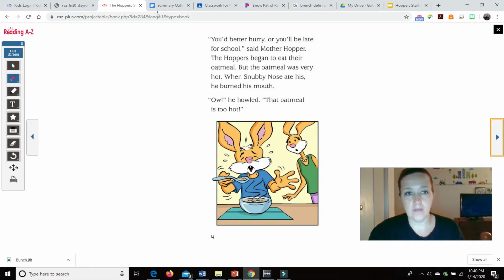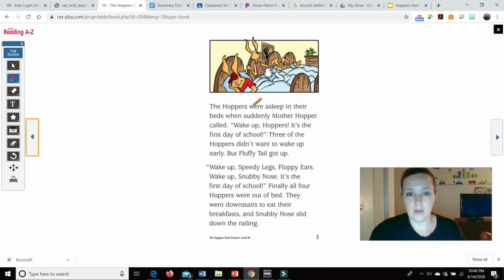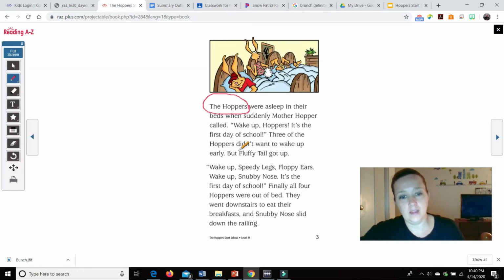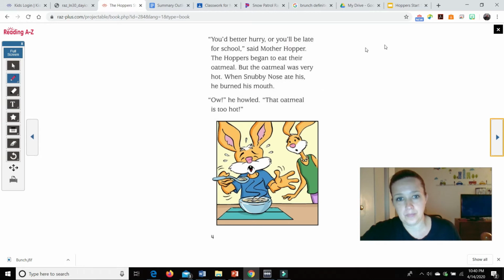Okay, so we have a few characters in there. How do we know which one to put in our graphic organizer? It starts off at the very beginning with a clue, the Hoppers. I would start with that to keep it simple. So the Hoppers got out of bed. Now, there's more than just the Hoppers here, so let's keep reading.